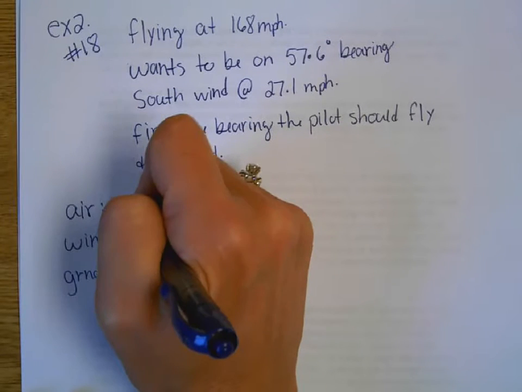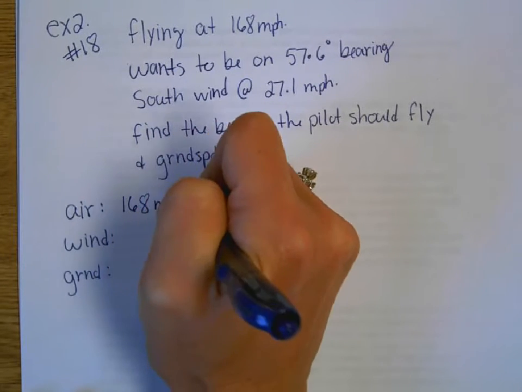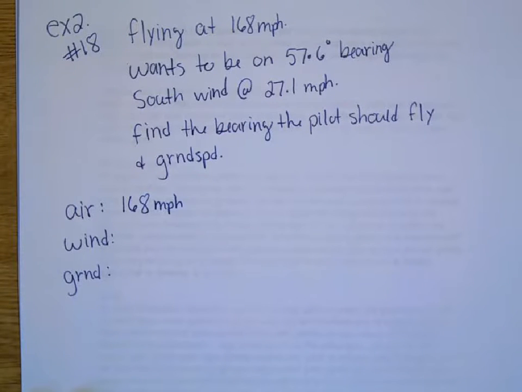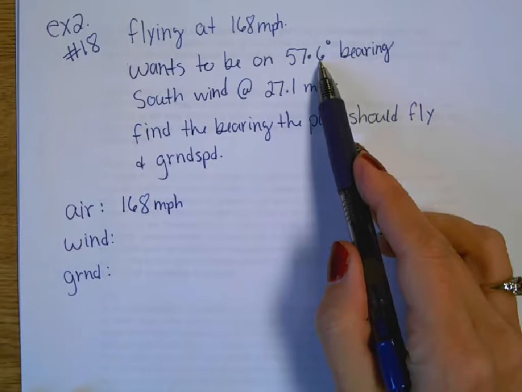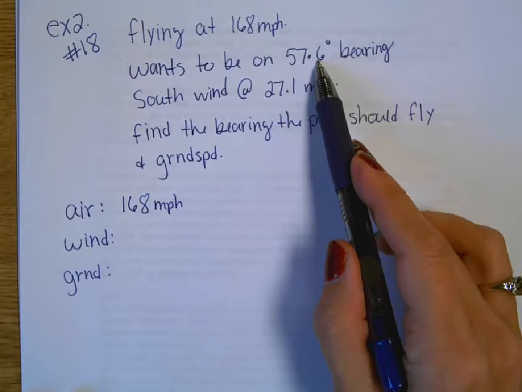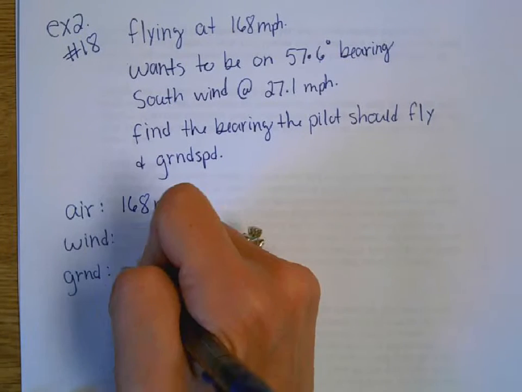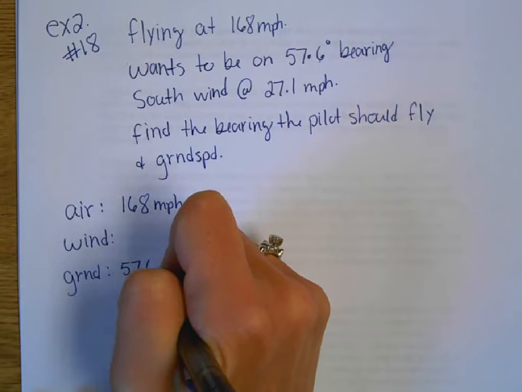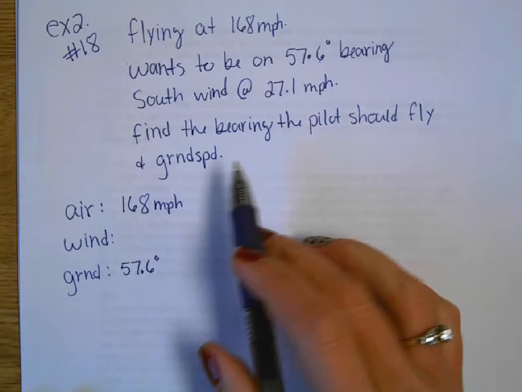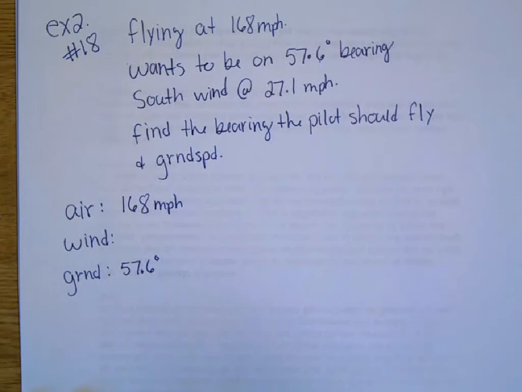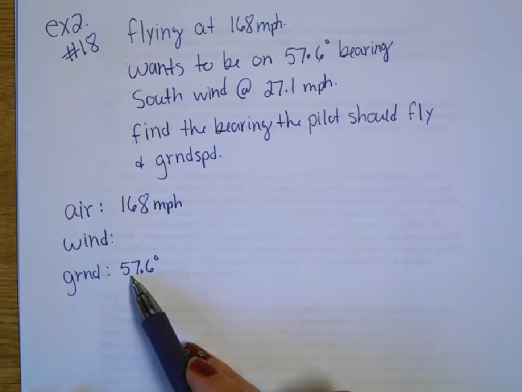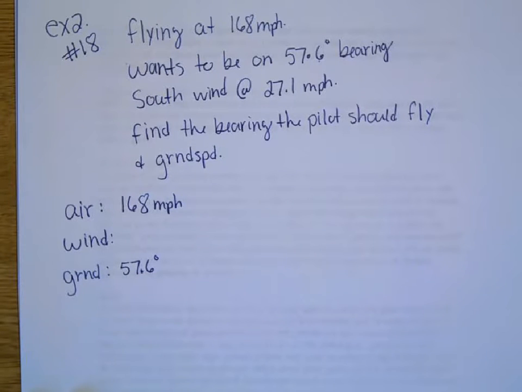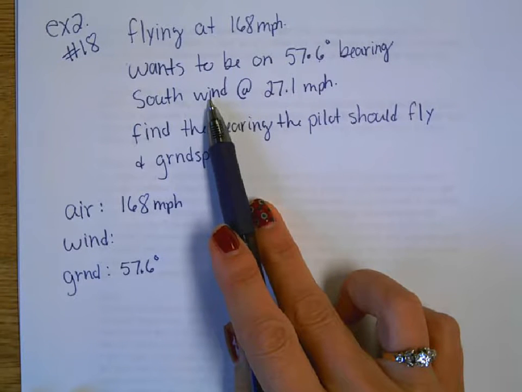So the 168. Do I know what direction? 57.6 degrees? No, that's what it wants to be on. So what is this 57.6 attached to? The ground speed vector. You said we didn't know that, the actual ground speed we don't know. So remember, there's two things about a vector: its speed and its direction. I know half of the information about the airspeed, and I know half of the information about the ground speed. So they gave me half of each one.